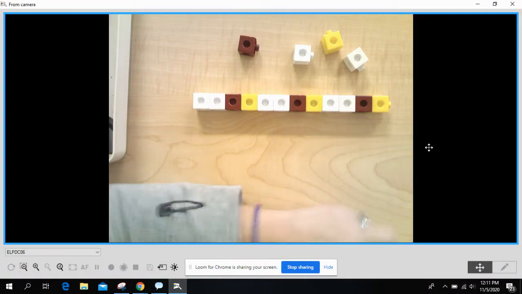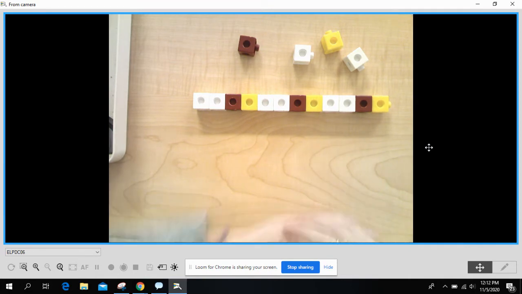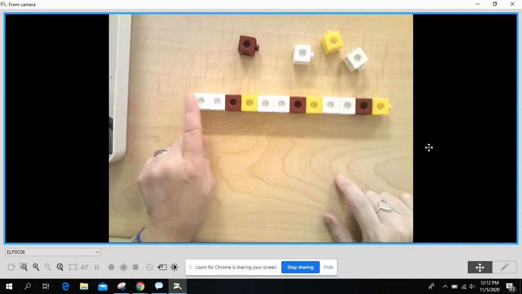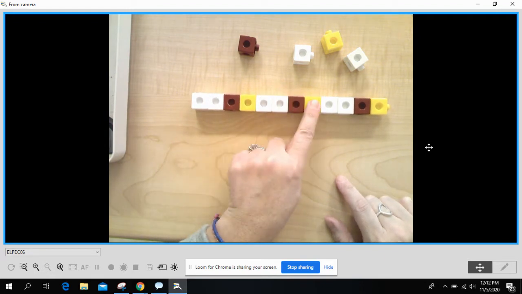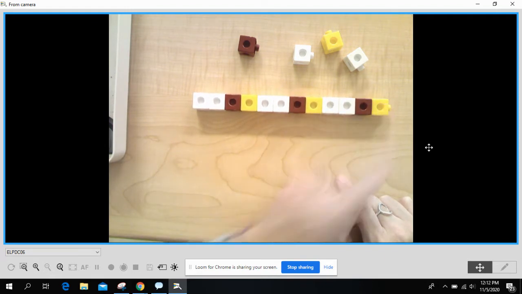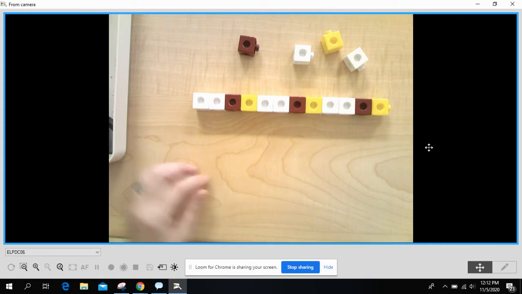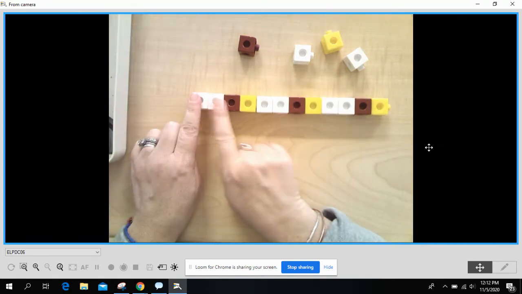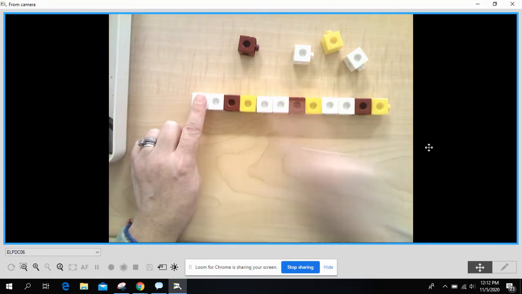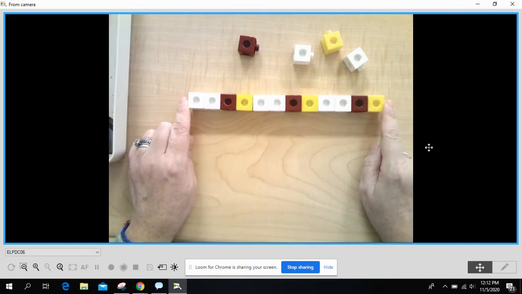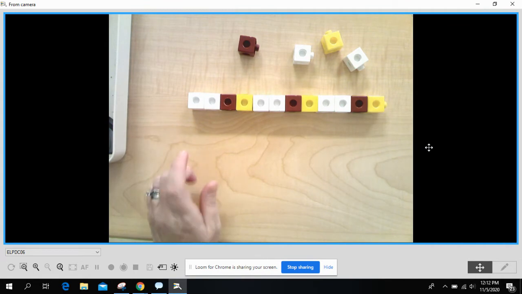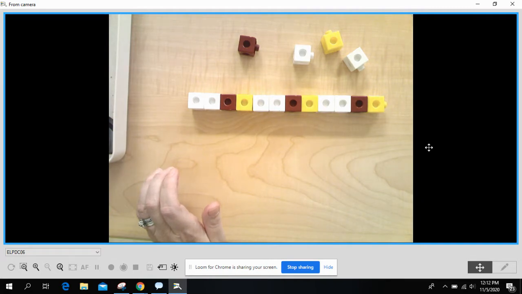All right, so in front of you, you have a repeating pattern. Do you see that? It is white, white, brown, yellow, white, white, brown, yellow, white, white, brown, yellow. The part that is repeating is the white, white, brown, yellow. So we have created this pattern and we've identified it as a color pattern, and now we need to describe it as a letter pattern. Does everybody remember how you do that?